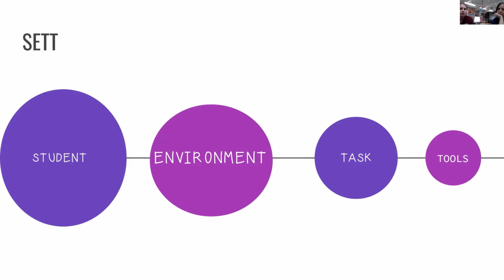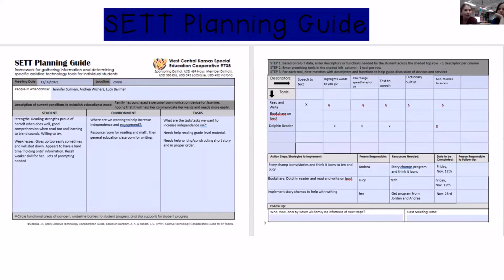So looking at the student, next screen, Kyle, we sat down and did a SETT planning guide together. And we first considered her strengths, that she is very proud of herself when she does well. She generally has pretty good comprehension as long as she understands the vocabulary. But the weaknesses, she was giving up very easily, sometimes shutting down very quickly. Has a hard time decoding words, needed a lot of prompting. Anything you want to add there?